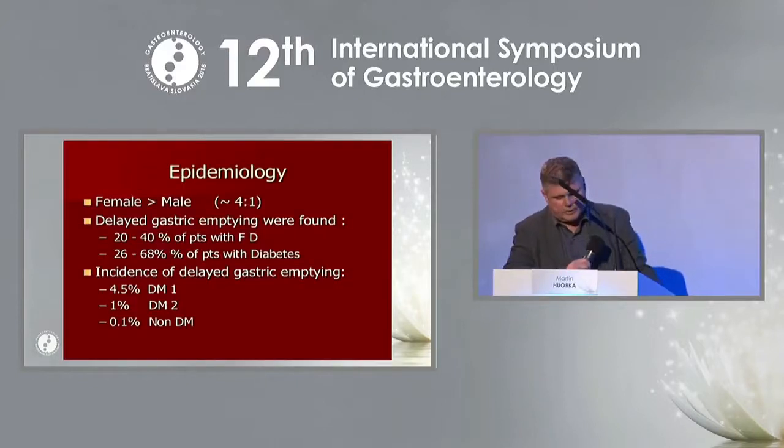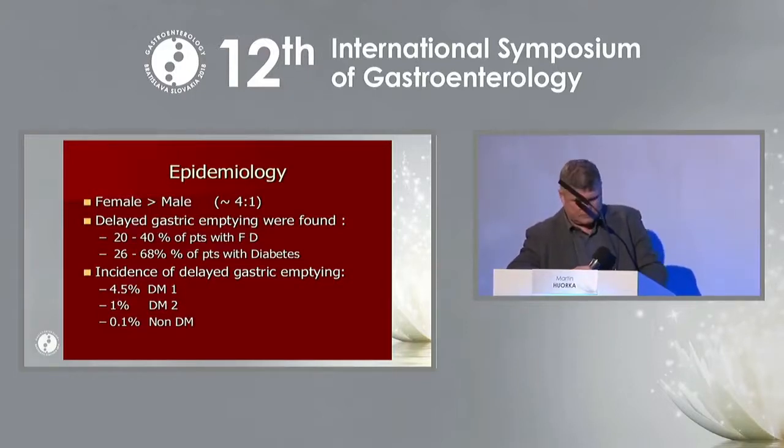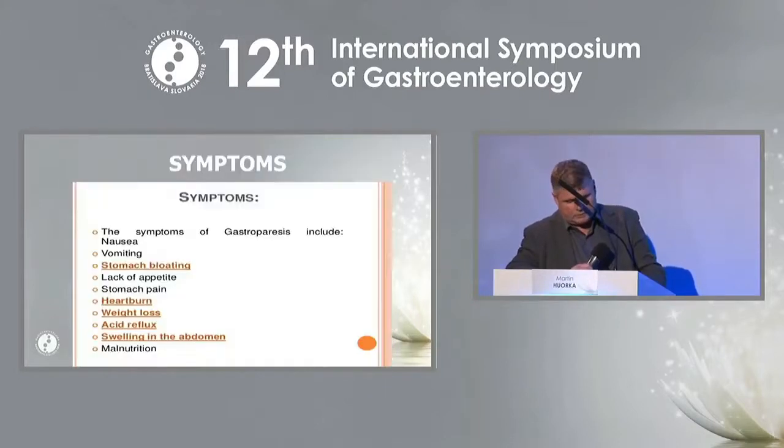Epidemiology: the ratio of female to male is 4:1. We can find that delayed gastric emptying in common functional dyspepsia is from 20 to 40%, but close to 70% in type 2 diabetes. The symptoms I mentioned: stomach bloating, heartburn, weight loss, acid reflux, swelling in the abdomen.